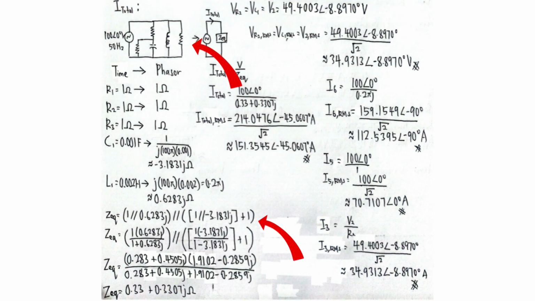Here we can see that the resistor is parallel with the inductor, and the capacitor is parallel with one resistor also, and it is in series with a resistor. After that, parallel the whole thing. After finding the equivalent impedance of the circuit, we must use the formula I total equals V over Z equivalent to find the value of I total.